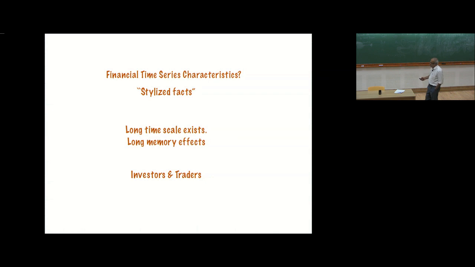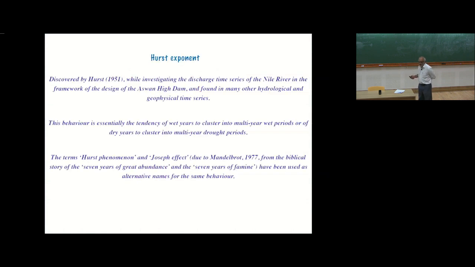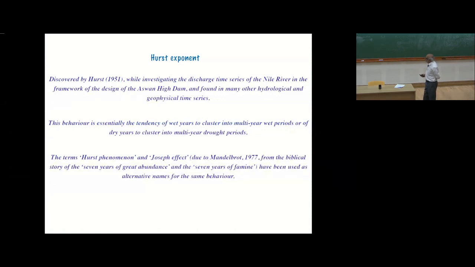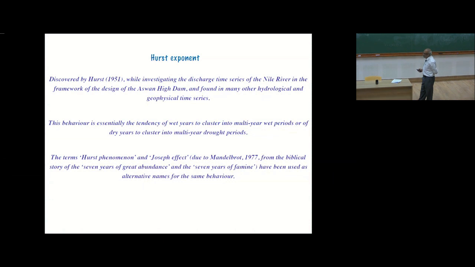So whether it's only the trading quantity which dictates this time series, people feel that the long memory effects do exist. But how do you find that out in a time series? It was started by Hurst. There's a Hurst exponent which goes in his name, and it was discovered by him in '51 while investigating the discharge of the Nile River, because he was trying to build the Aswan High Dam. The behavior is essentially the tendency of wet years to cluster into multi-year wet periods, or dry years to cluster into multi-year drought periods.